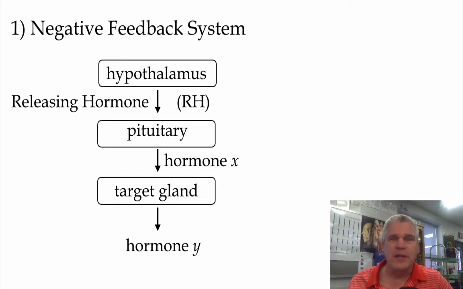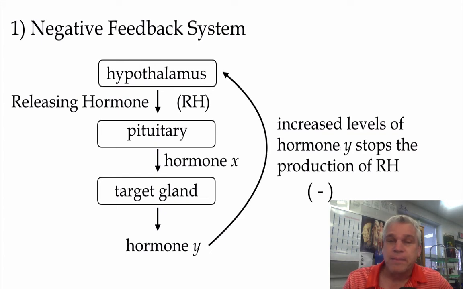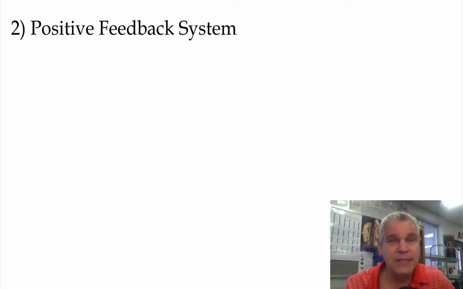Now, this hormone does whatever it needs to do, and as it builds up and things get back to normal, the hypothalamus will detect that normality and it will stop the production of the releasing hormone. Because it's stopping the production, this would be a negative feedback system. Now, how is this different from a positive feedback system?